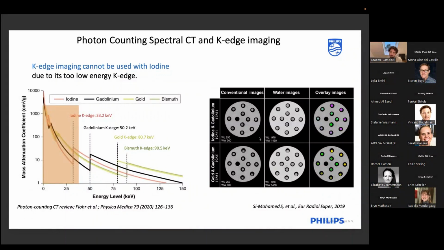So that's something really exciting with photon counting, being able to use different contrast agents for maybe eliminating the number of scans or looking at functional imaging, things like that.